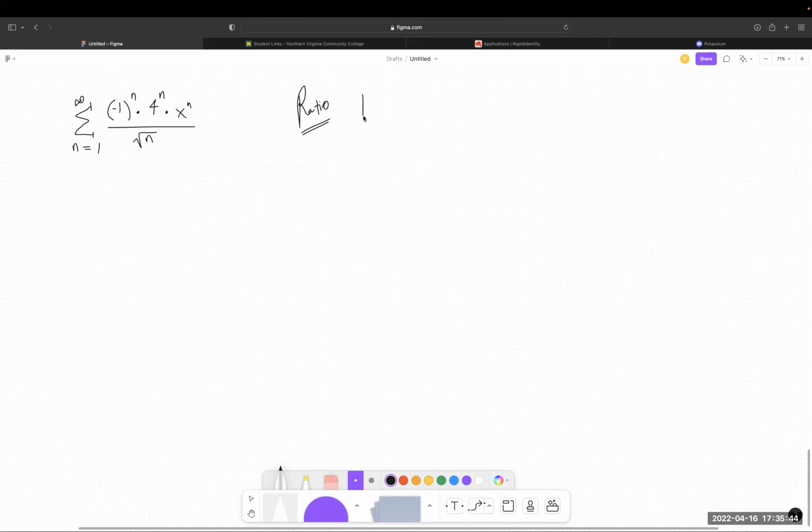I'll just write it out here real quick. It says to take the limit as n approaches infinity of the absolute value of a of n plus 1 over a of n. And we want to see if that's greater than 0 or less than 0. Convergence if it's less, divergence if it's more. So let's go ahead here and do this. We'll do n equals 1 to infinity.